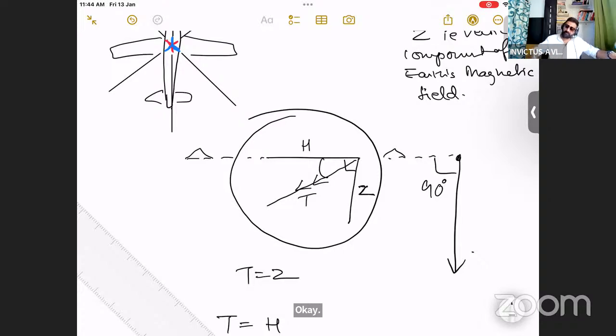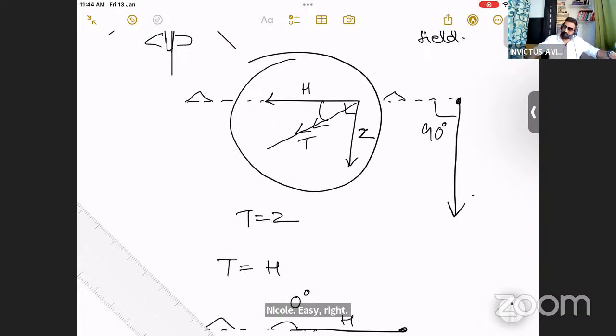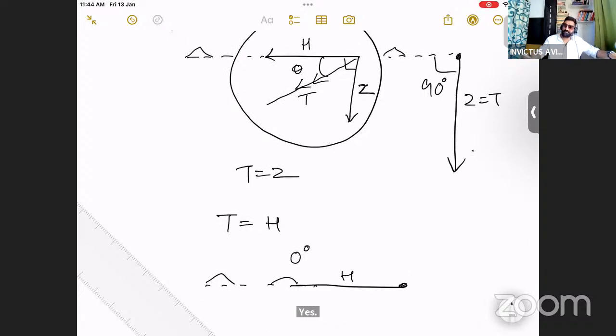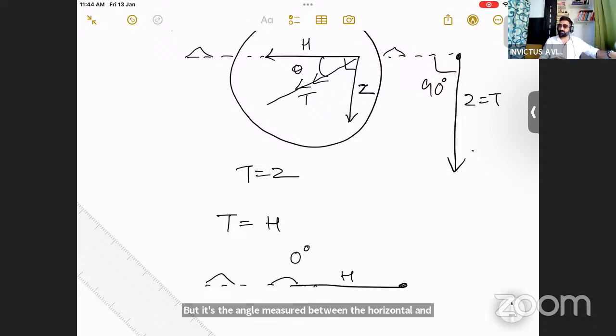Nukul, easy, right? ये समझ आ गया आपको? Yes sir. तो फिर क्या कंफ्यूजन है बताओ? क्या है एंगल ऑफ डिप यहाँ पे बताओ, किसके बीच में आ रहा है? डायग्राम याद कर लो बस, कभी नहीं भूलोगे. H and total force, yeah. It is caused because of Z, but it's the angle measured between the horizontal and total force. Your horizontal, you will only get on the equator, students. There the angle is 0. After that, the dip will always be there. Simple.